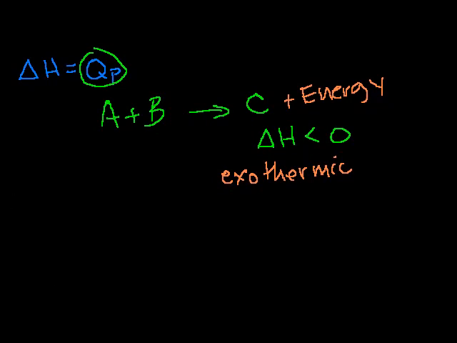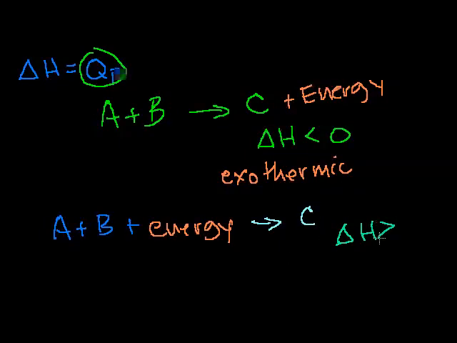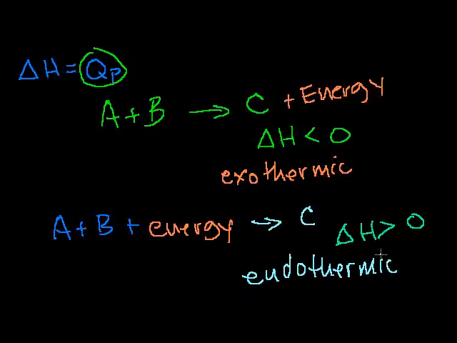And then if you have a reaction on the other side that needs energy, so let's say you have A plus B plus some energy yield C, then what does that mean? Well, that means that the system absorbed energy. The amount of energy you absorbed is your change in enthalpy. So your delta H is going to be positive. You've absorbed energy into the system. And we call these endothermic reactions. Endothermic. You're absorbing heat.